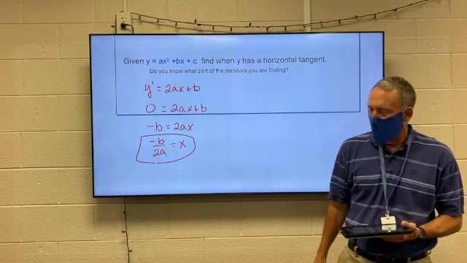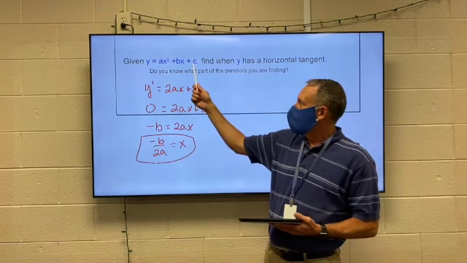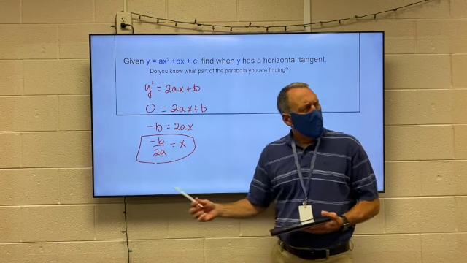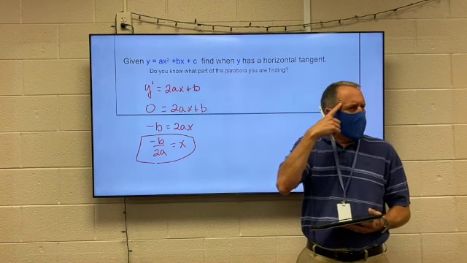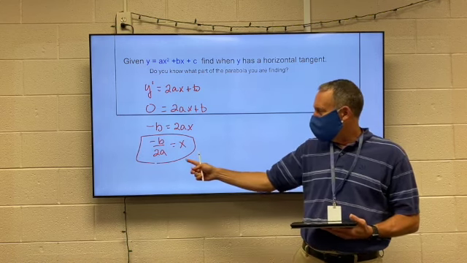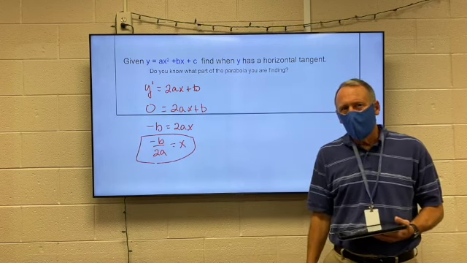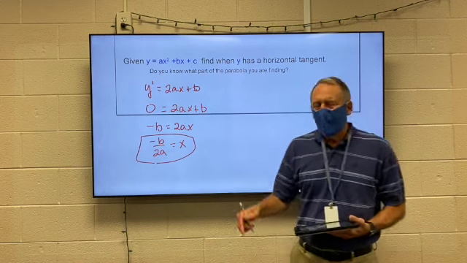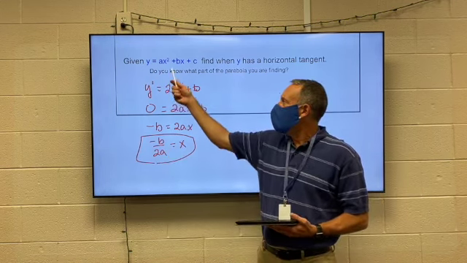It looks like there's a horizontal tangent to y equals ax squared plus bx plus c when x equals the opposite of b over 2a. Huh. That seems familiar. Well, I hope it seems familiar to you. Who can tell me what that is? It's the vertex. Almost, the x value. Now you got it. This is the x coordinate of the vertex of a parabola.